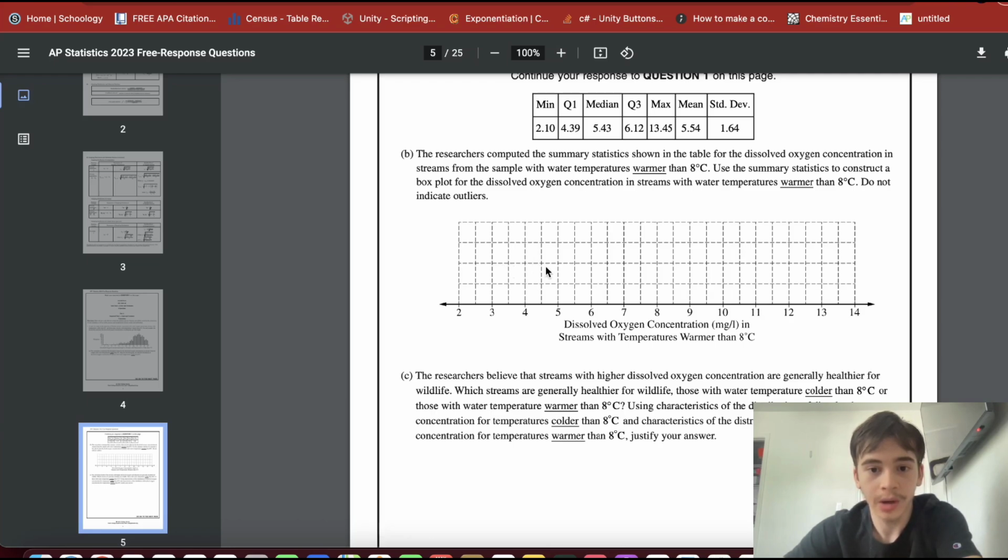Median is at 5.43. 5.43 is about right here. So this would be the middle, something like this. There would be a box right here. Q3 is at 6.12. So from the median, we would go further and draw the other part of the box. And then the maximum is 13.45. We close the box off and go all the way to 13.45 and then draw the long whisker here. It should look something like that.